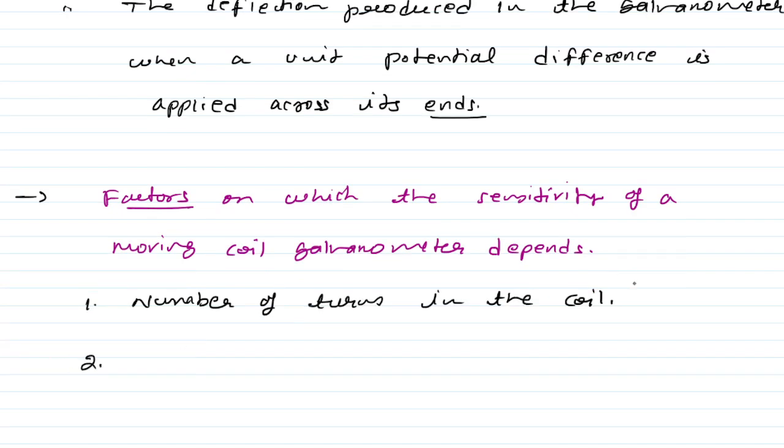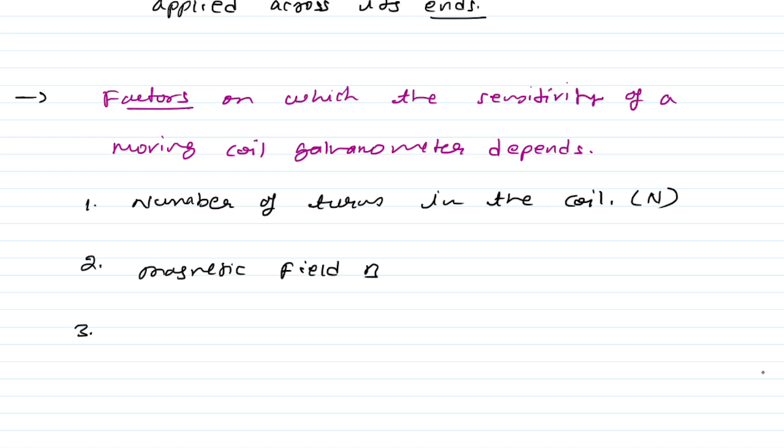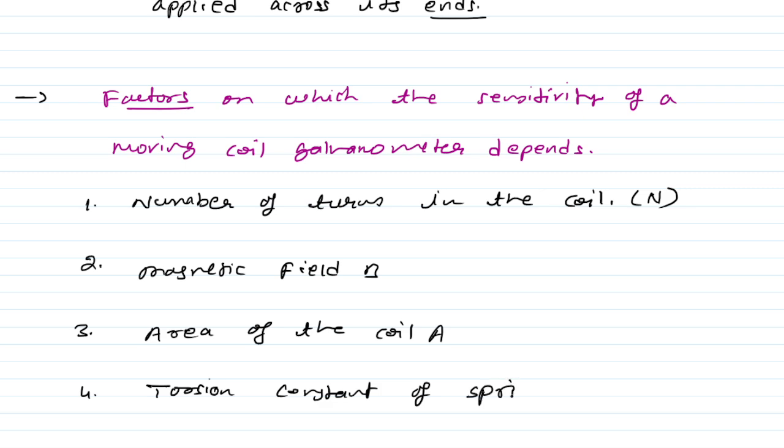And the fourth one is the spring constant or torsional constant of the spring. Torsion constant of spring. That is K.